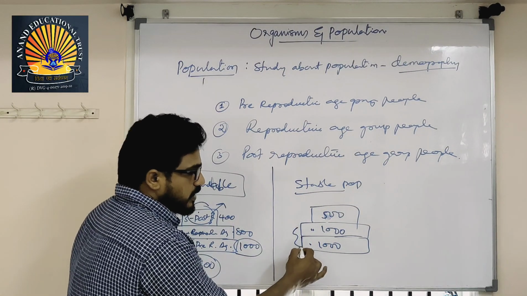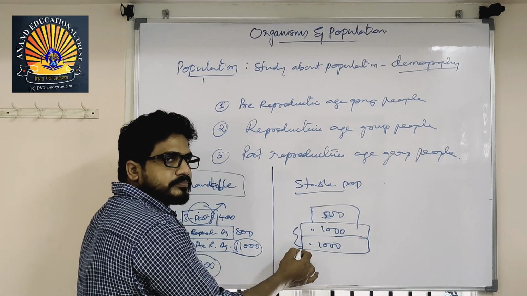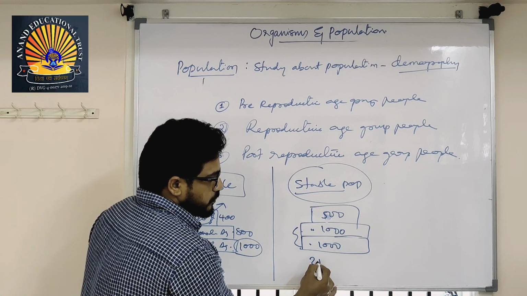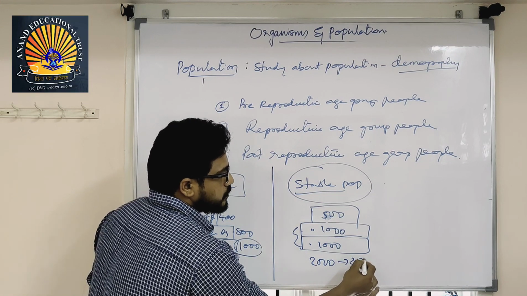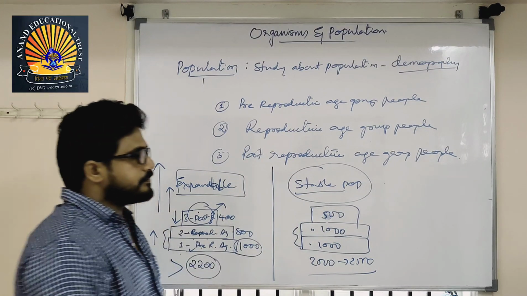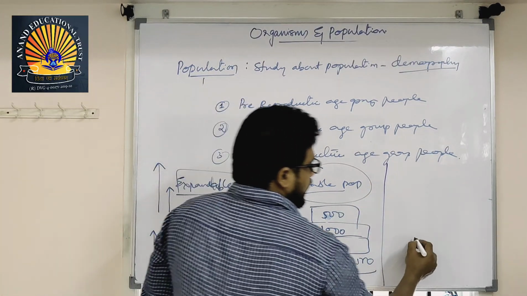Whereas here, compared to this, these two are greater, but these two are the same, so the population will be stable. Suppose it is 2500, in future also it will be nearly 2500 only. That is bell shaped. This is a pyramid.